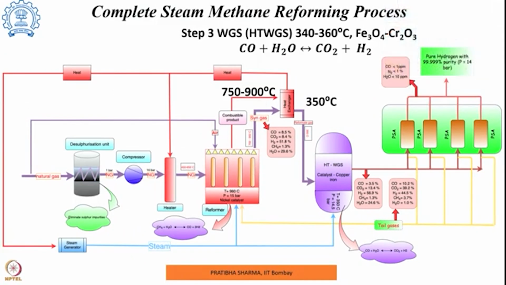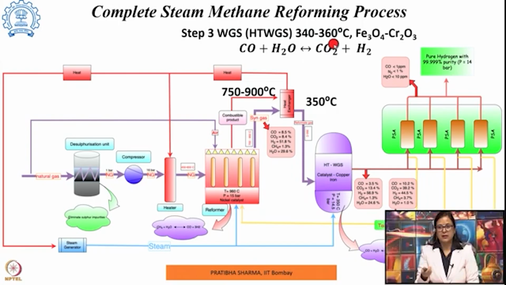Now, the next step, as we have seen, is the water gas shift reaction, wherein more hydrogen can be extracted. Carbon monoxide reacts with steam to produce carbon dioxide and 1 more mole of hydrogen. This reaction occurs at a temperature of 340 to 360 degrees centigrade, and this is a slightly exothermic reaction. That means it will be favored at lower temperature.